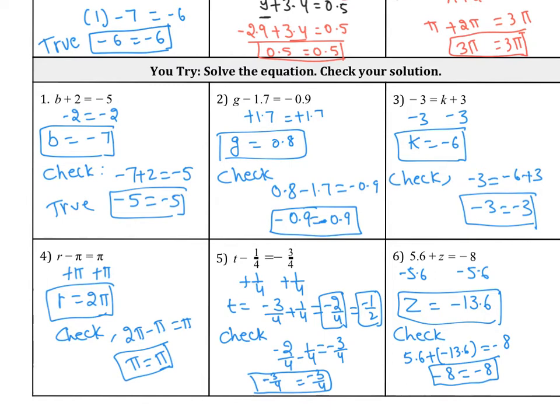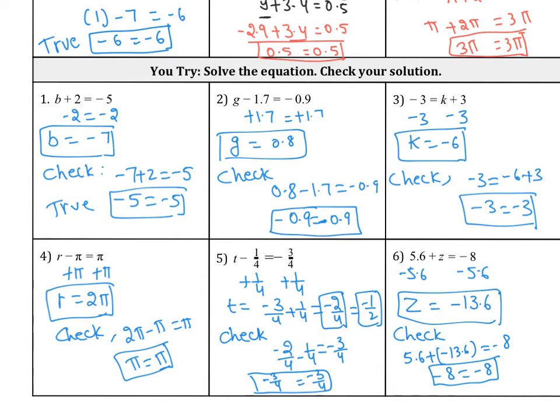For number 2 here, you're going to have the g by itself. So the opposite operation of -1.7 is adding 1.7 on both sides. So when you add 1.7 to -0.9, the difference is 0.8. Again, for checking, you plug this into the main equation here. Then you're going to get 0.8 minus 1.7. That's going to give you -0.9 equals -0.9.